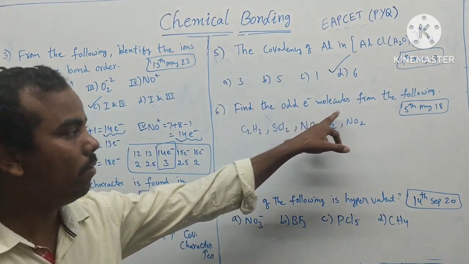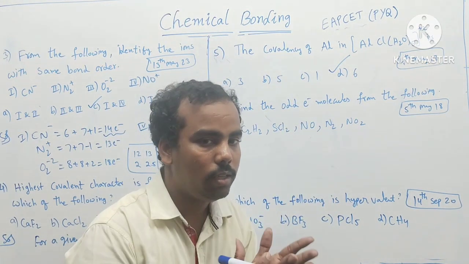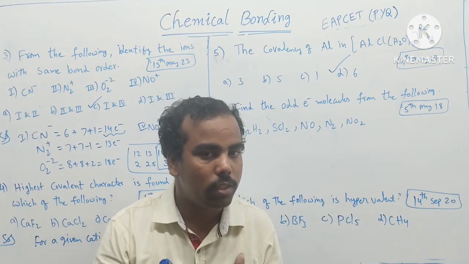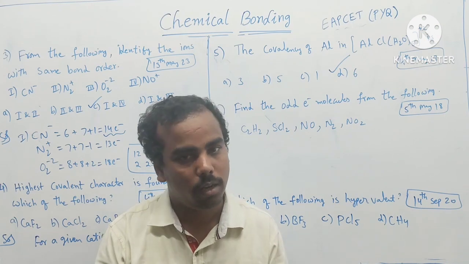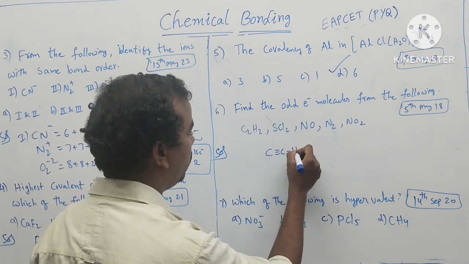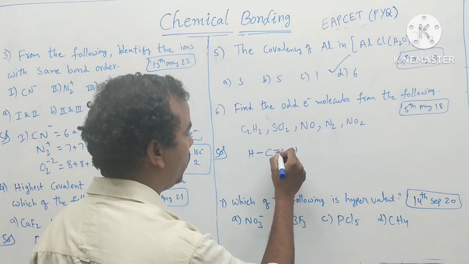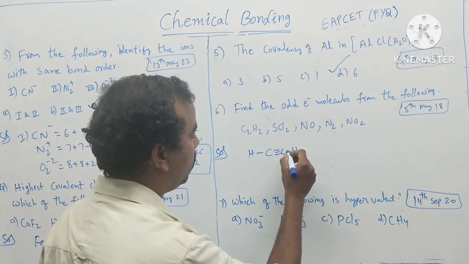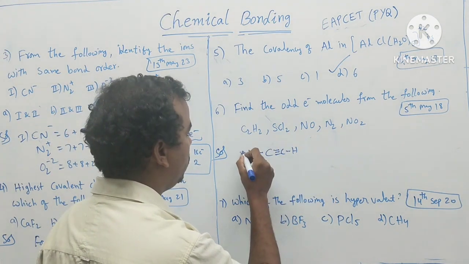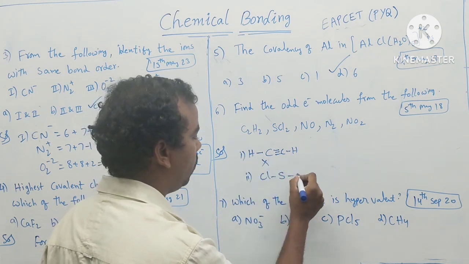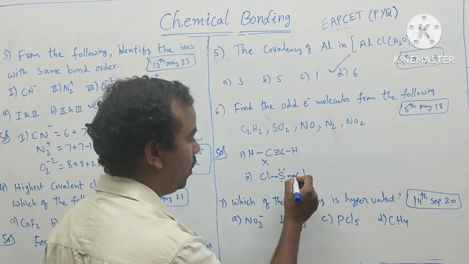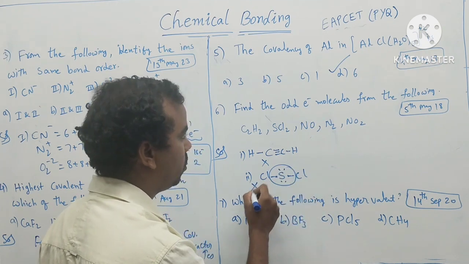Next, find the odd electron molecule from the following. Odd electron molecules are one of the octet rule limitations. The limitations are: molecules in which the central atom has less than an octet, the central atom has an expanded octet, and odd electron molecules. If you take C2H2, C triple bond C with single bonds to H, it satisfies the octet rule, so it is not an odd electron molecule. Second, SCl2: sulfur has 6 valence electrons, plus 2 more gives 8, so it follows the octet rule and is not an odd electron molecule.